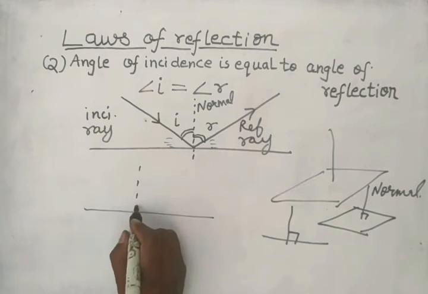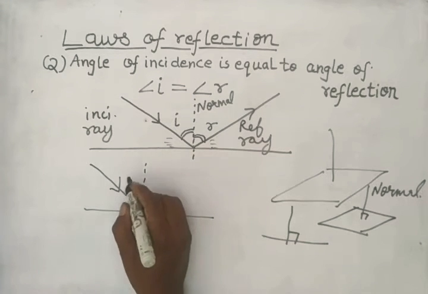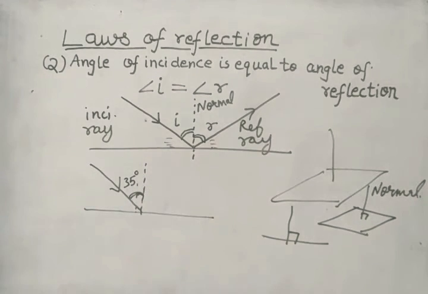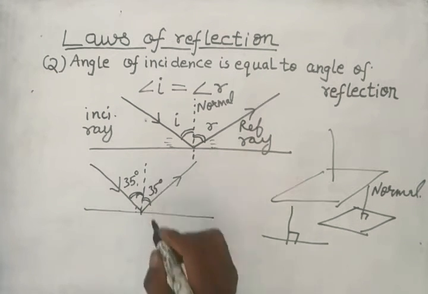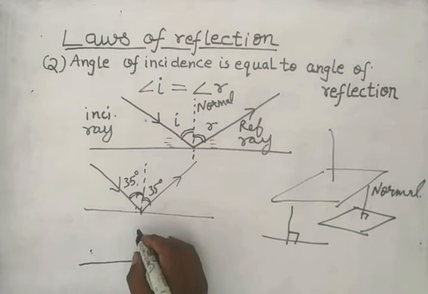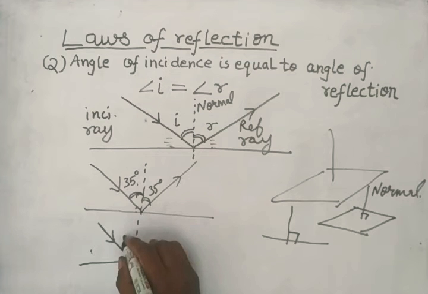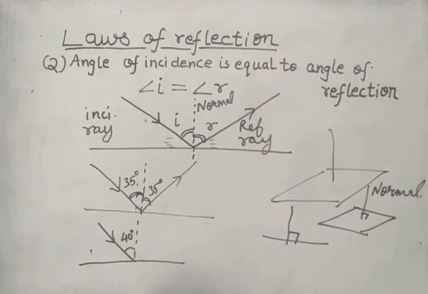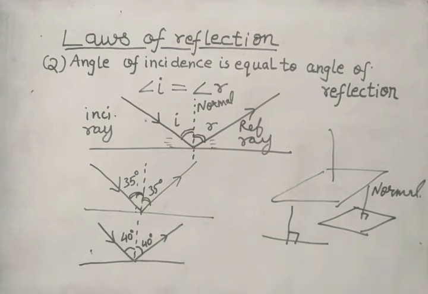So remember this thing, angle of incidence is equal to angle of reflection. If there is an incident ray making an angle of 35 degrees with the normal, then the angle of reflection will also be 35 degrees. And if someone asks you to complete this diagram, and such questions come in the exam also, complete the reflected ray, and they have given some angle, 40 degrees here. So what you need to do is just copy the diagram and draw a 40 degree angle here also and mark it.